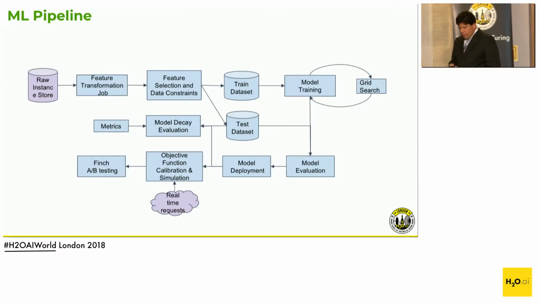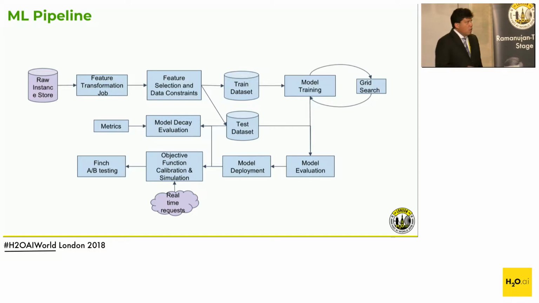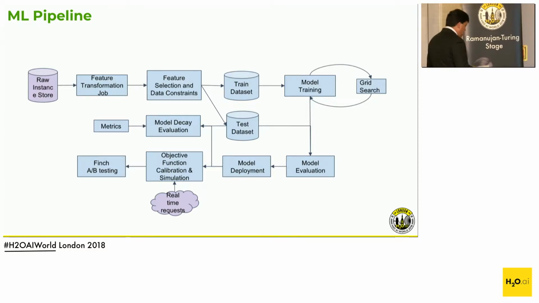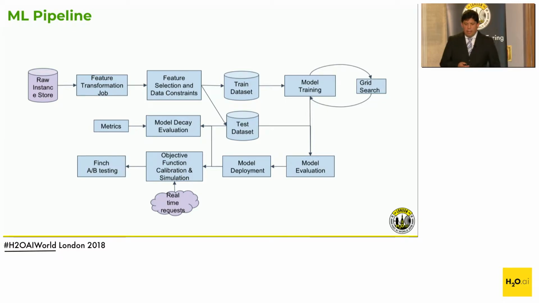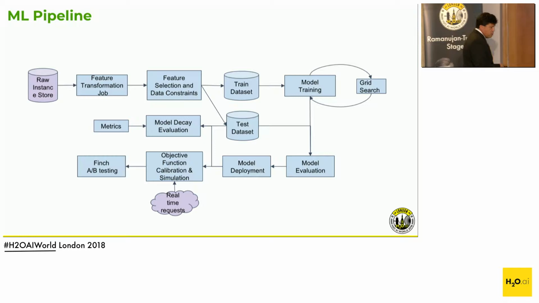During that process, we have created an ML pipeline that suited our needs. Now, the ML pipeline we created has different components to it. Just going to mention a few in the interest of time. But as we do the feature transformations and we store the feature transformations along with the mojos, we also do something that's called model decay evaluation. And I'll show an example of that.